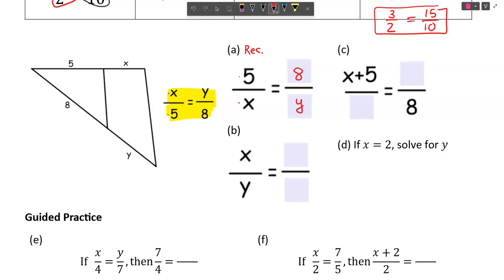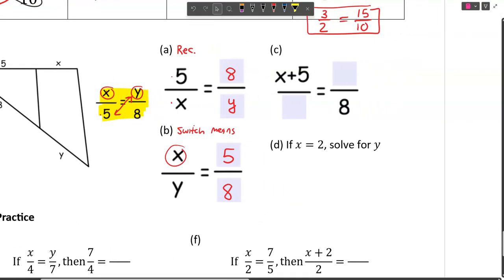In the second example, letter B, x is in the same position it was originally, but notice that the y moved down to be underneath the x. So this is telling me that we're switching those cross products around, or switching the means, is what it's officially called. That means the 5 would move up where y used to be, and 8 would stay where it used to be. So for letter A and letter B, those are equivalent ratios.